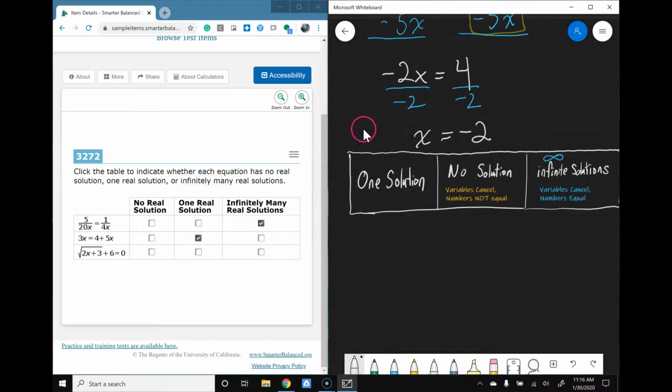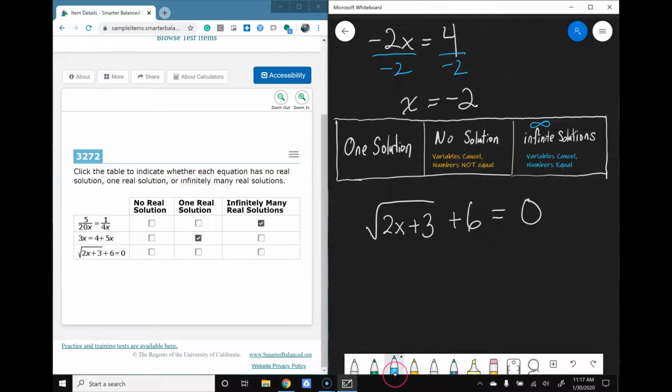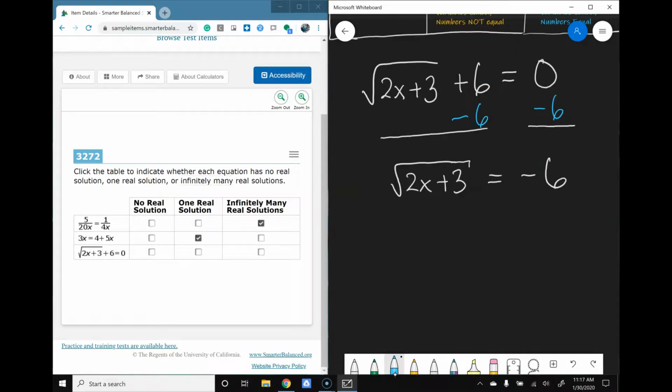And that leaves us with our final equation to check. I will subtract 6 from both sides of the equation. The square root of 2x plus 3 is equal to negative 6. Now I can square both sides, and squaring a square root will let the expression in the square root come out. Negative 6 to the second power is negative 6 times negative 6, which is equal to a positive 36.